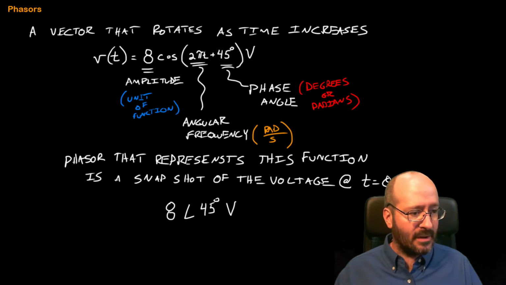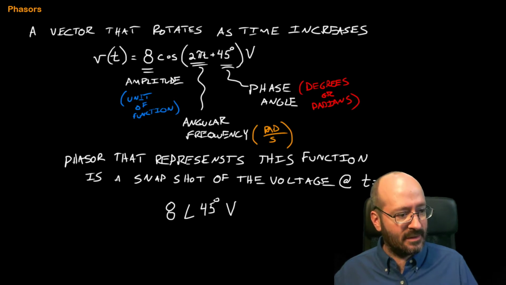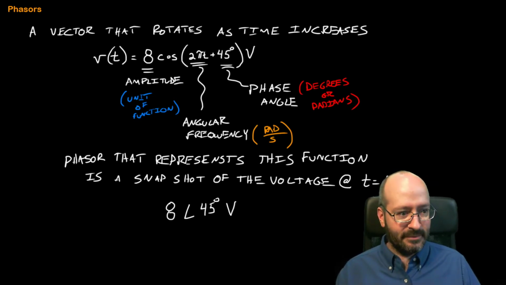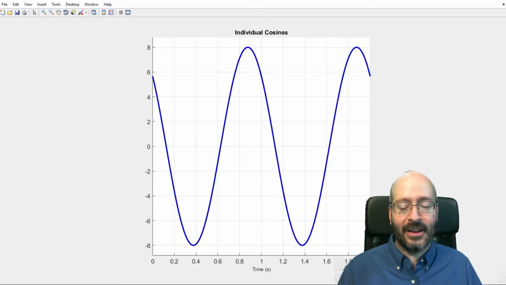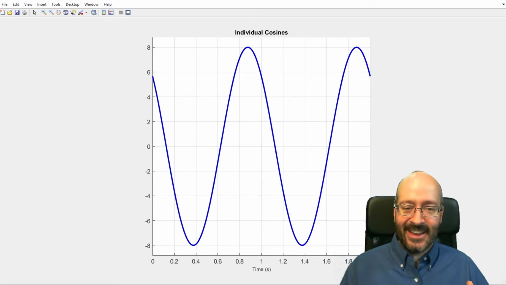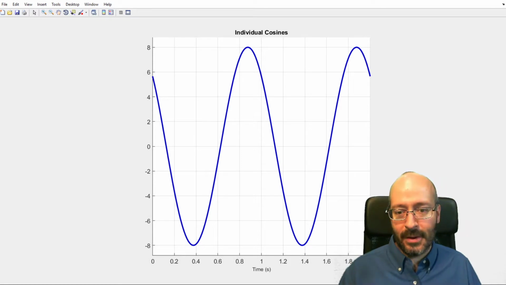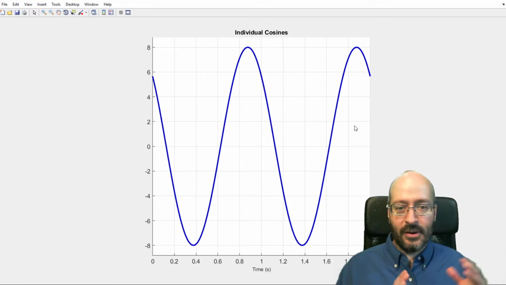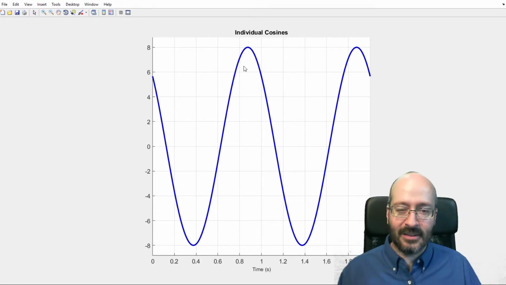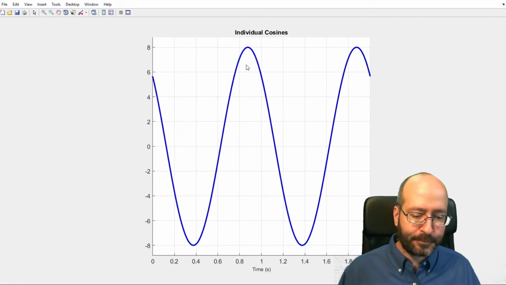So let me do this here. Let's get that set up. Things are going to happen. Get ready, and let's plot that on the screen. So that's 8 cosine 2 pi t at an angle of 45 degrees. Oh, that's a mouthful. Okay, so it looks like it's not quite starting at its peak, and I've chosen to plot 2 full periods of it, so it's going to repeat itself 2 times.